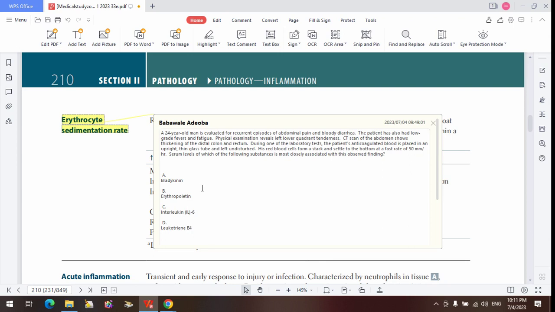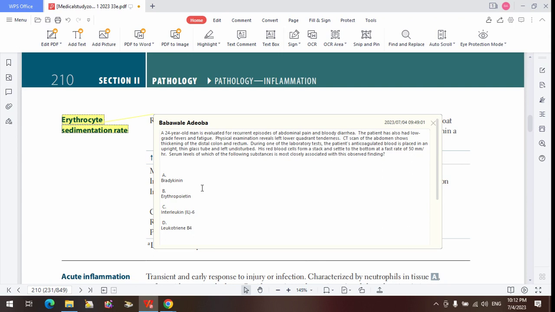His red blood cells form a stack and settle to the bottom at a fast rate of 50 mm per hour. Serum level of which of the following substances is mostly associated with this observed finding? What are they talking about here? Spot diagnosis. They are talking about ESR. So even without seeing the options, what is the factor that we are looking for?